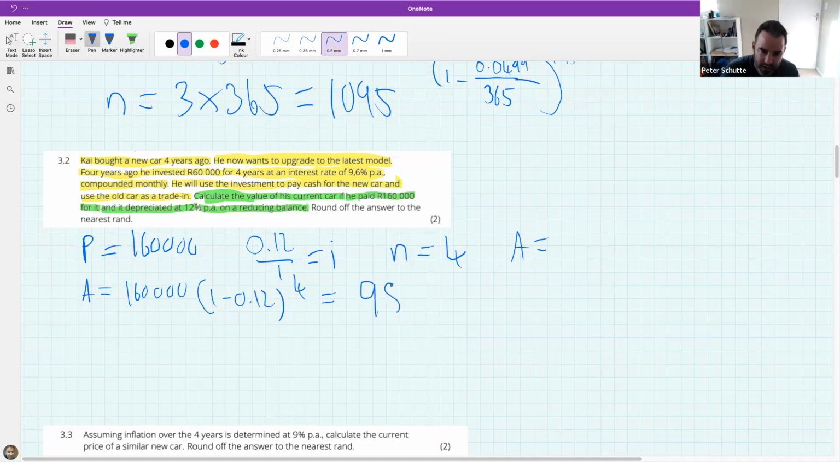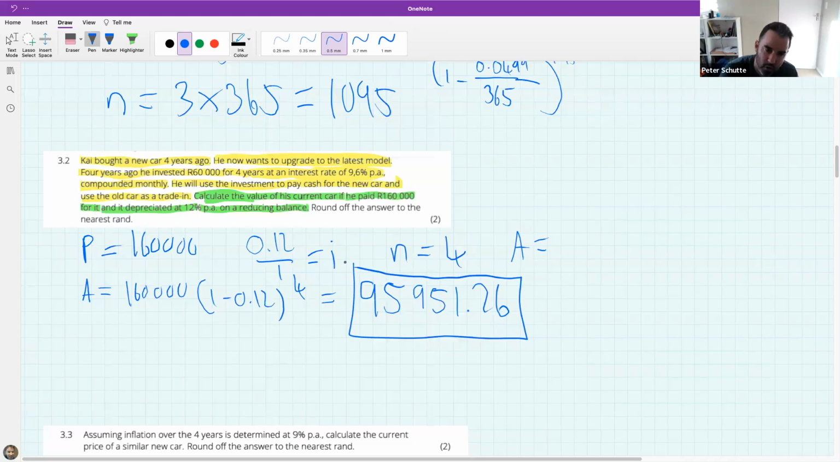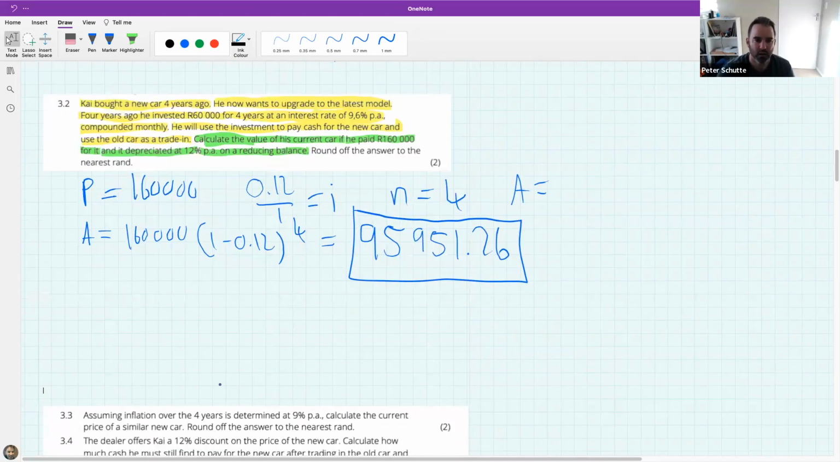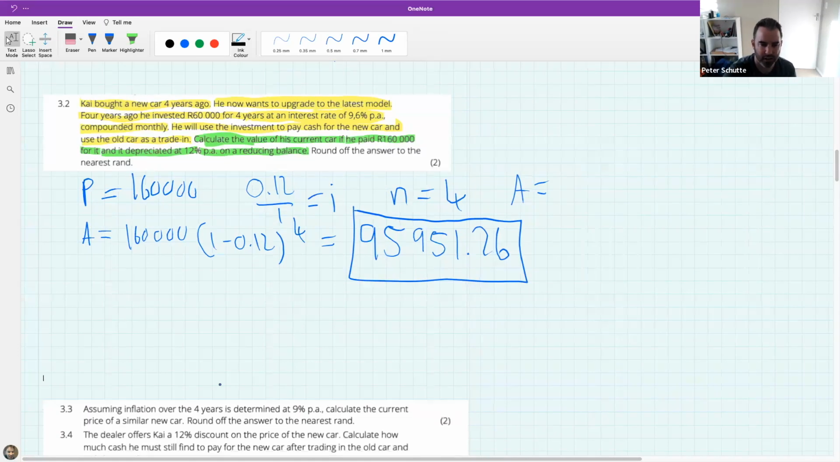So I get 95951, and then it says 0.26. Yeah. So the car is no longer worth 160,000, but you still have quite a lot of money that you can get for selling the car or trading it in. Okay, let's move on to the next part of the question.